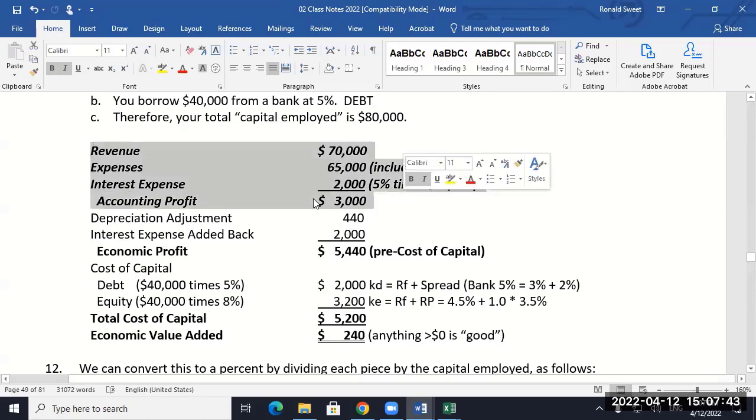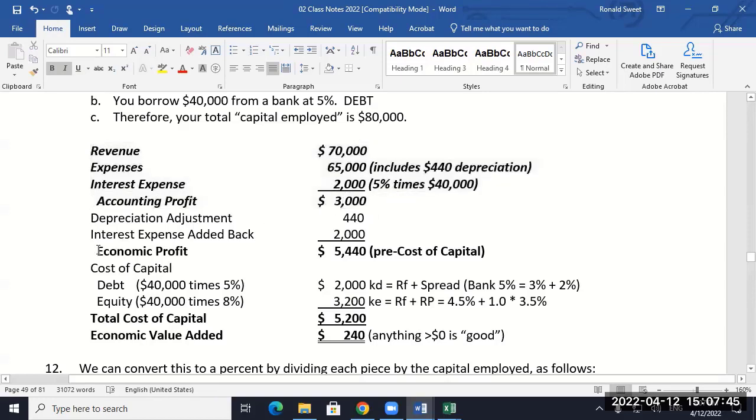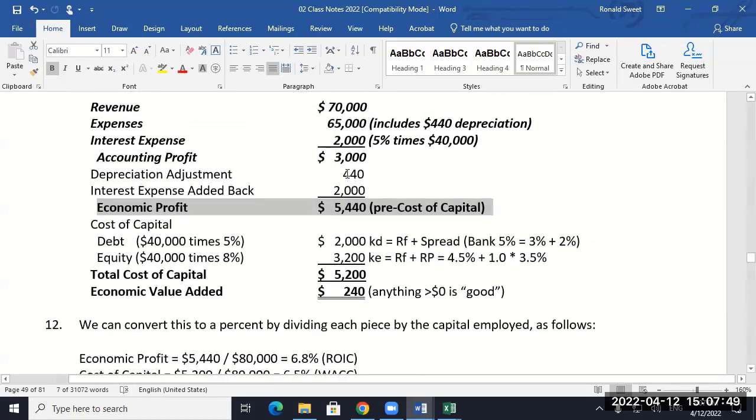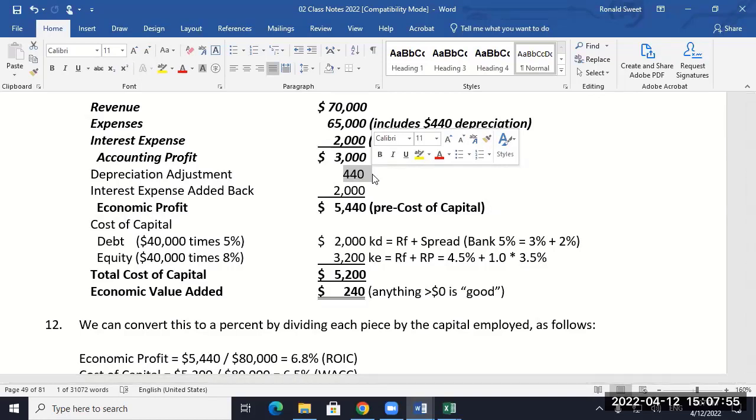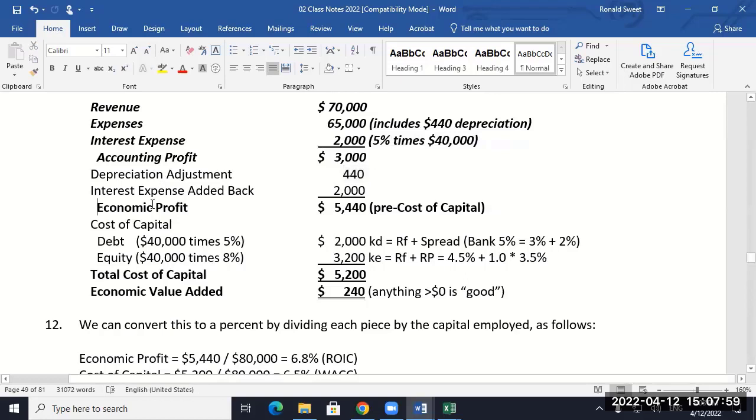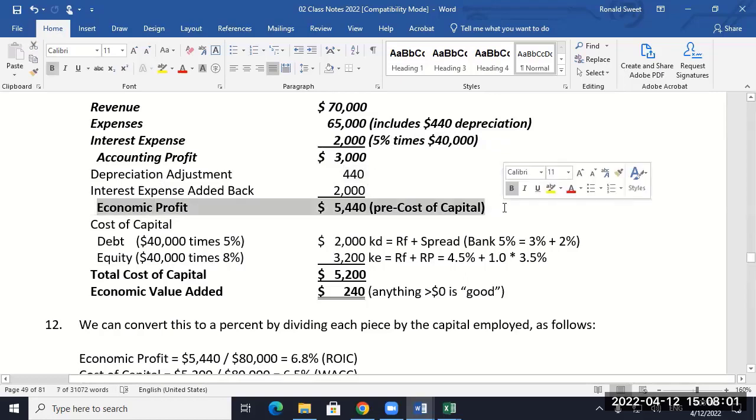So here's how we're going to get from the accounting profit to economic profit. There's 2 adjustments we're going to make. The first one is the depreciation. Why? Because we say that's not economic. We're going to add that back. The second one is the interest expense. Why? Because economic profit is your profit before you pay your capital providers.